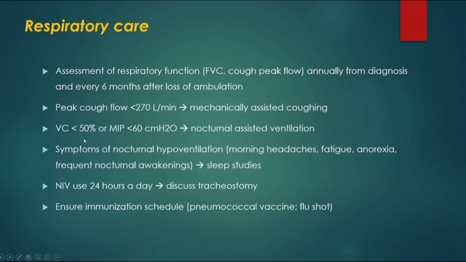If the vital capacity is decreasing below 50% or the MIP, the maximum inspiratory pressure, is declining below 60, they may need nocturnal assisted ventilation. If they have symptoms of nocturnal hypoventilation, sleep studies should be performed. And for non-invasive ventilation, most of the time we use BiPAP for these patients. If the use is extending into the daytime also, and if they are using it 24 hours a day, then we should discuss tracheostomy with the family. And we should make sure the immunization schedule is up to date, especially with the pneumococcal vaccine and flu shot.